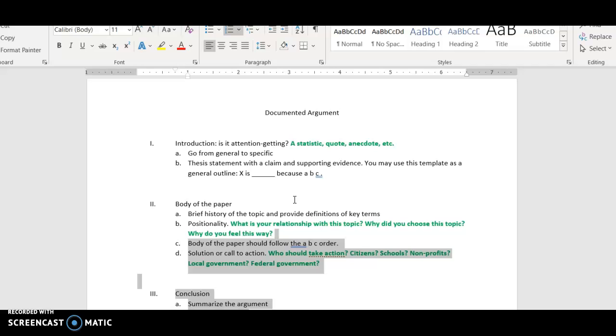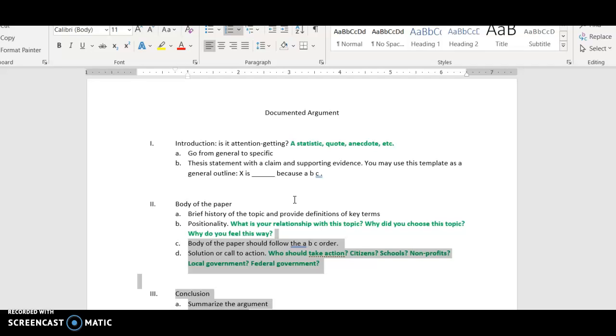You can use the template I give as a general outline. X is your topic, and you could put "should be mandated," "is important because," "is detrimental because," and then you have your reasons. And I just list A, B, and C there.